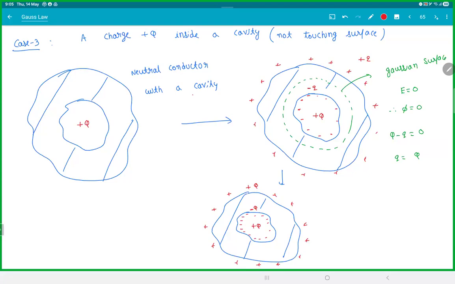Any doubts on this page? Now let's take a few more examples on this to get a little more idea on this.